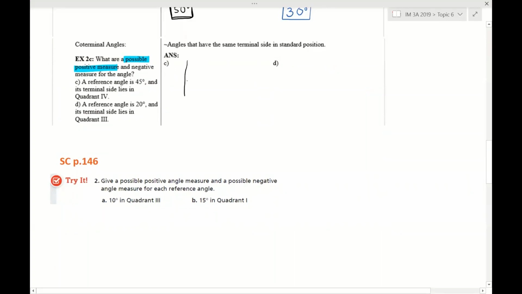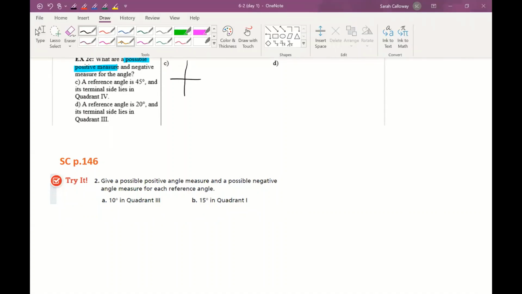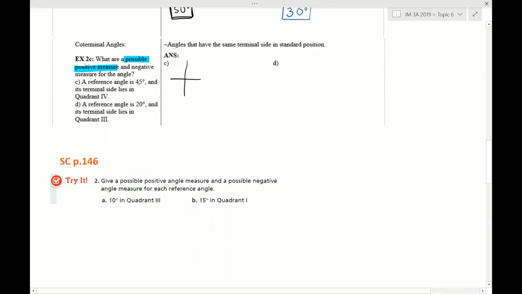So I'm given two pieces of information in these problems. I am given the value of the reference angle. So they're telling me the reference angle is 45 degrees. So I know I'm going 45 degrees away from the x-axis in quadrant 4. So quadrant 4 is this bottom one. So they're saying that I have an angle whose initial side, remember, is always on this positive x-axis. And it's going around so that its terminal side is 45 degrees away from that positive x-axis.